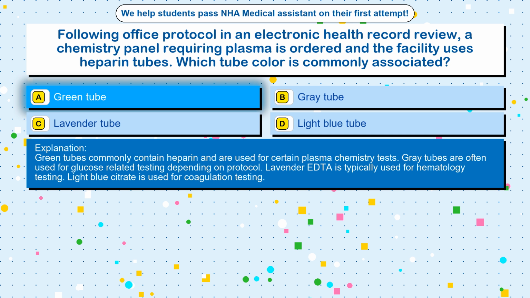Green tubes commonly contain heparin and are used for certain plasma chemistry tests. Gray tubes are often used for glucose-related testing depending on protocol. Lavender EDTA is typically used for hematology testing. Light blue citrate is used for coagulation testing.